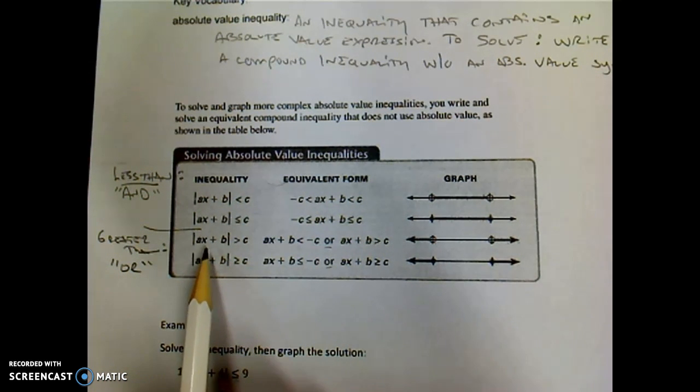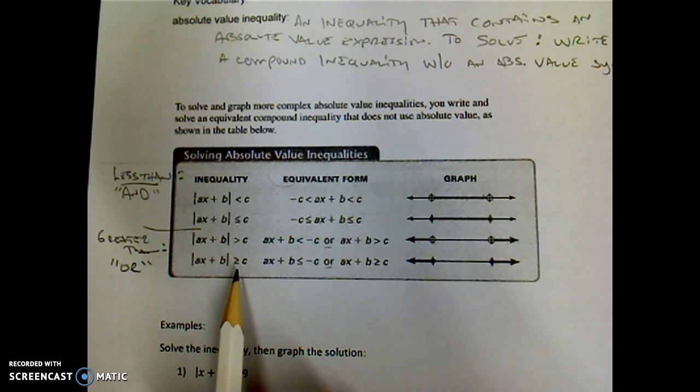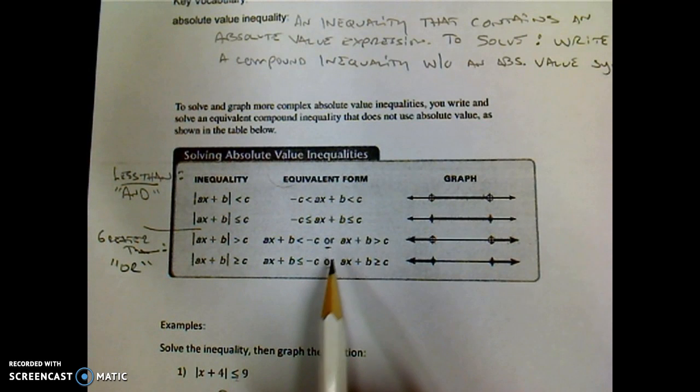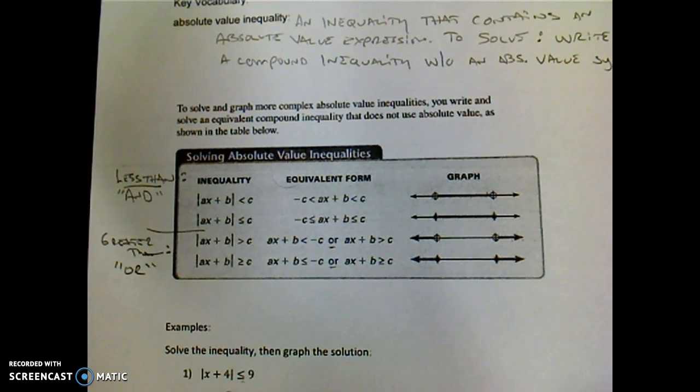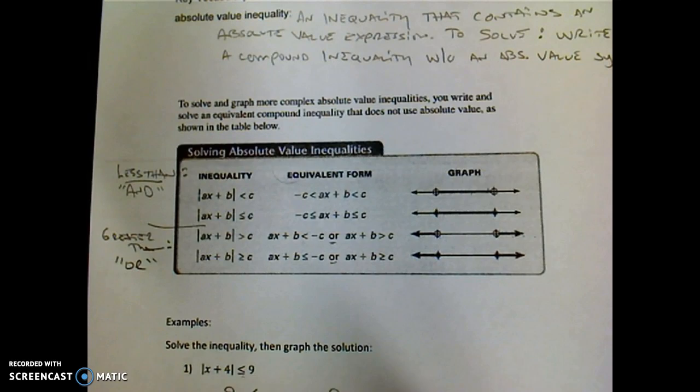When we look at the other 2 cases, absolute value of ax plus b greater than c, or greater than or equal to c, we can see that those include the word or in their equivalent form. That's an or compound inequality. Lots of folks have some tricks or mental hoops you can jump through to keep straight which one is an and and which one is an or, and that's fine. But I think we're better off if we use our common sense, and I think that will always guide us in the right direction.